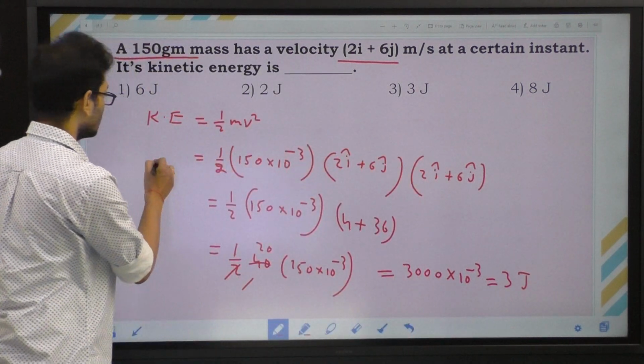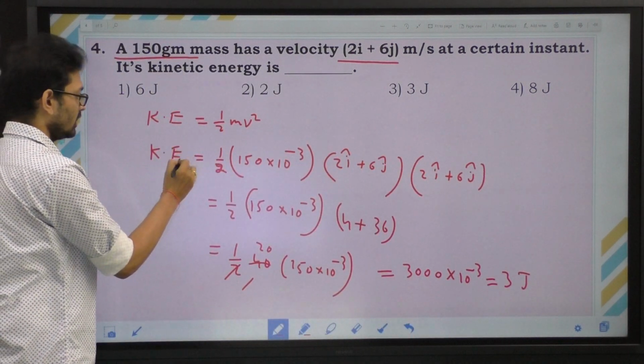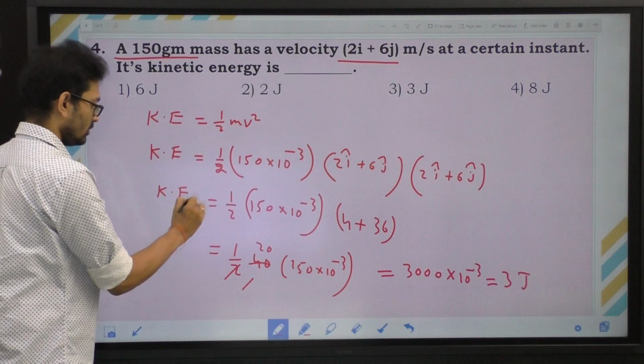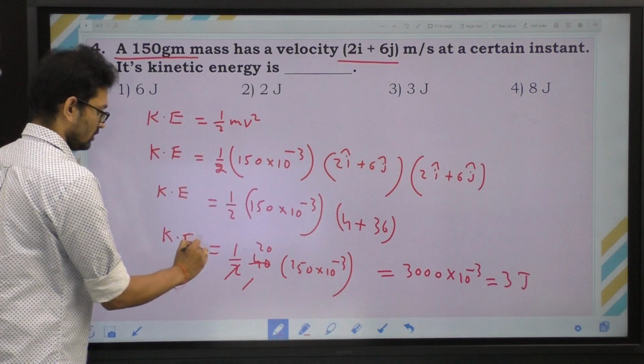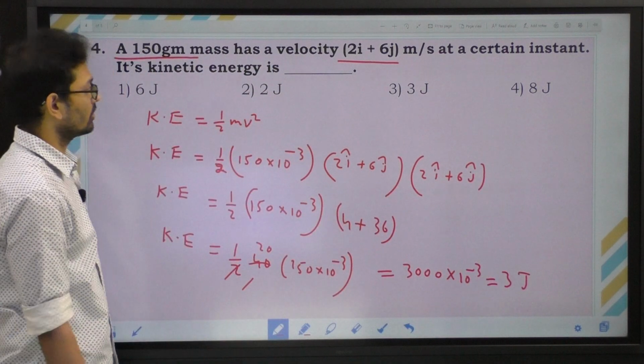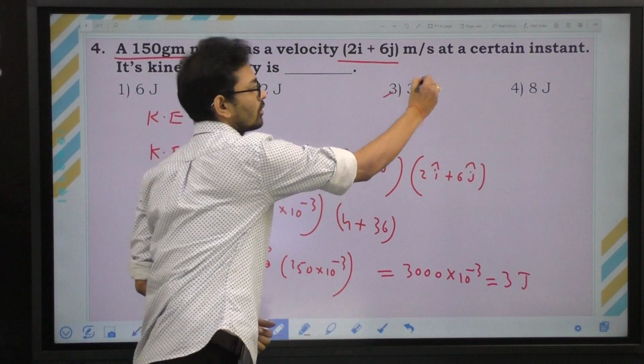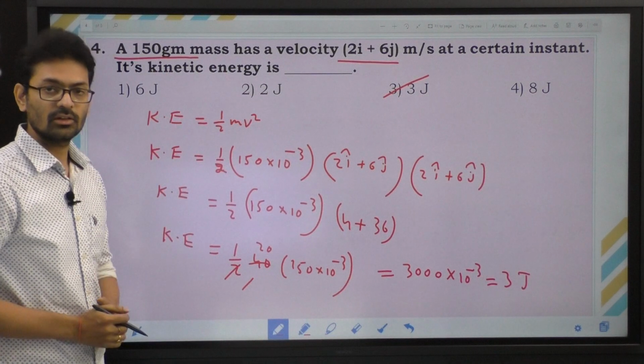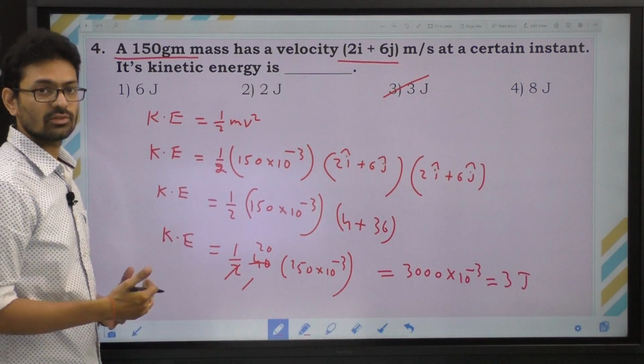So your kinetic energy is going to be equal to 3 joules. So your answer over here is the third option, right? Hope this is helpful. Let us go for the next question.